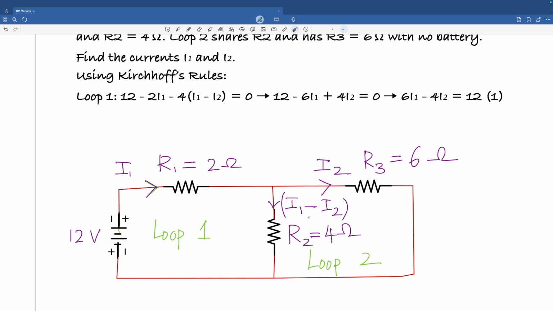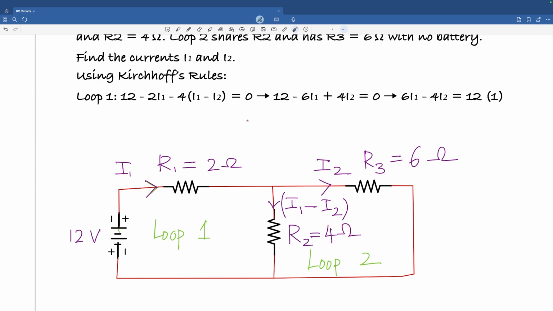Simple. And then you apply Kirchhoff's loop rule to loop 1. What are you going to get? If we go from here, you're going to get plus 12 minus 2I1. You know why it's minus, correct? Because the potential is dropping. So 12 minus 2I1, and then again you're going in the same direction as the current, so the potential is going to drop. How much? 4 times I1 minus I2. So that's why it's there, equal to 0.